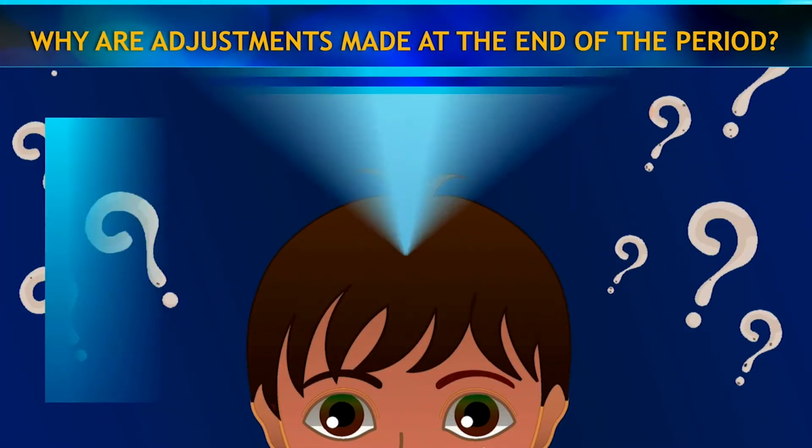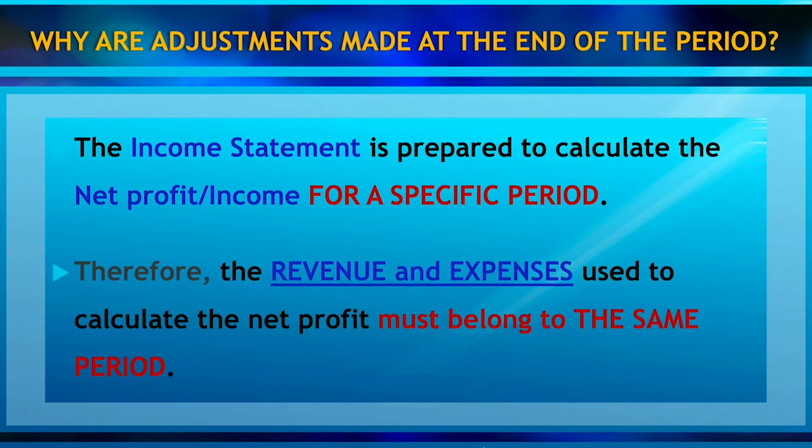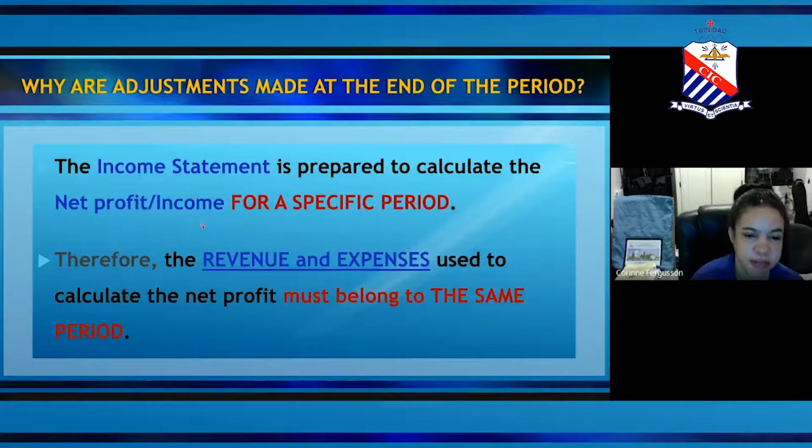And why are they necessary? The income statement is prepared to calculate the profit for a specific period, like for a year. Therefore, the rule is that the revenue and expenses used to calculate the net profit must belong to the same period that you are doing the income statement for. So if you're doing the income statement for 2020, the revenue and expenses used in the income statement must also belong to the period 2020.